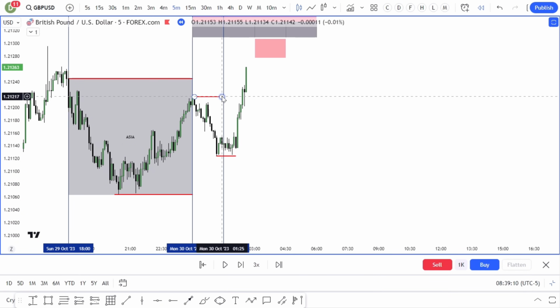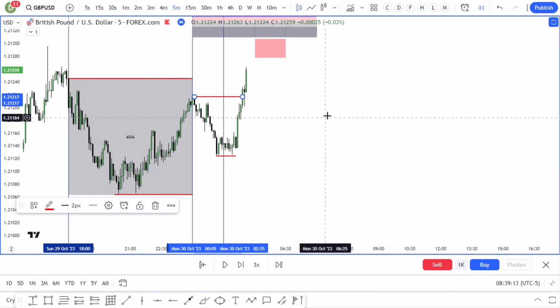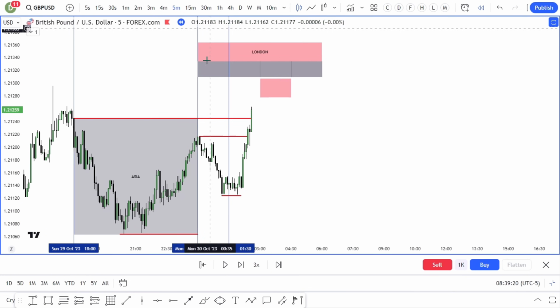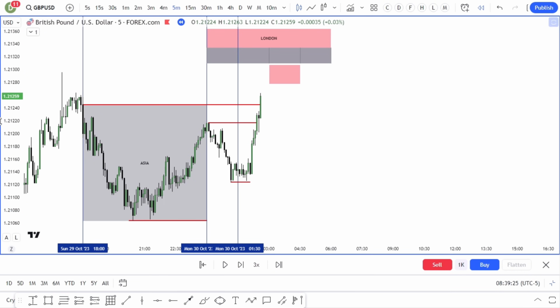Okay, so you can see price has now swept the previous quarter high, right? And now it has also swept the Asian session high, if that makes sense. In simple terms, this is basically my model. This is how I look to see price. Every day I'm looking for these specific characteristics to happen, right?